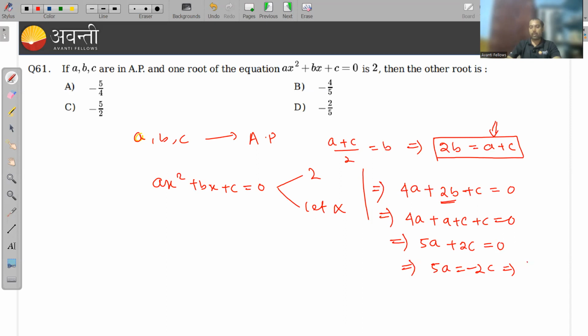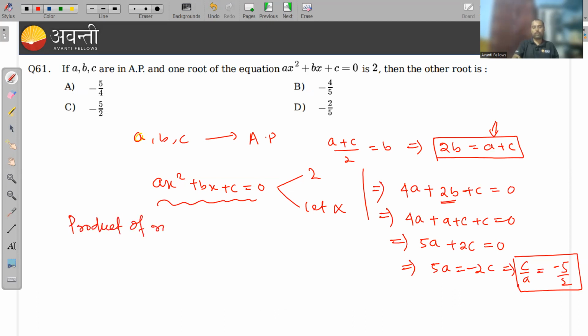That means c upon a is minus 5 upon 2. So c upon a we got, that is minus 5 upon 2. In the given quadratic equation, if I ask you to find the product of roots, it is actually 2 into alpha, which is actually c upon a. So c upon a we got, that is minus 5 by 2.